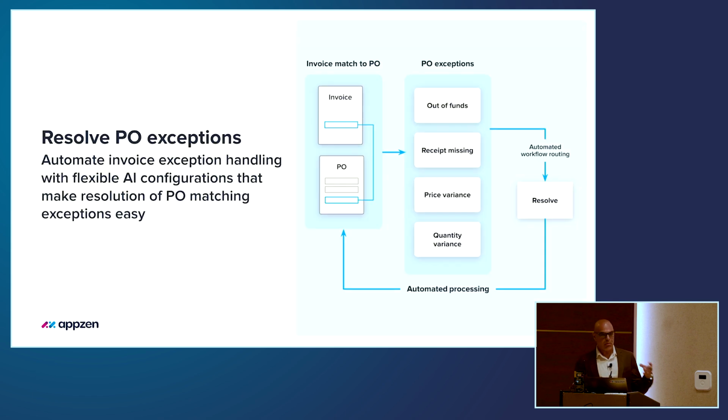All right, so this kind of brings everything together. Resolving PO exceptions helps you increase autonomous processing. As you can see here, you have an invoice, you've got a PO, we're doing the matching. If there's a PO exception, whether it's a line or the PO is out of funds, a receipt's missing, if you're doing a three-way match and the GR is missing, there's a price variance between the PO and the invoice, or a quantity variance between the PO and invoice, these are all things that are going to cause exceptions where you can route them to different users and get them resolved. So a lot of flexibility to resolve and manage exceptions, specifically on POs in AppZen.